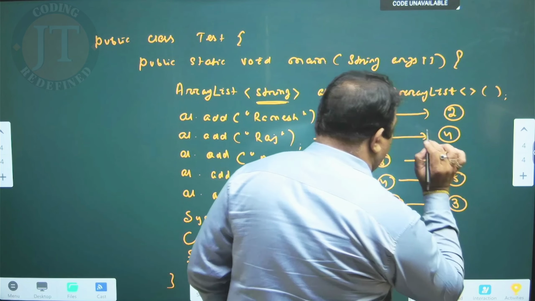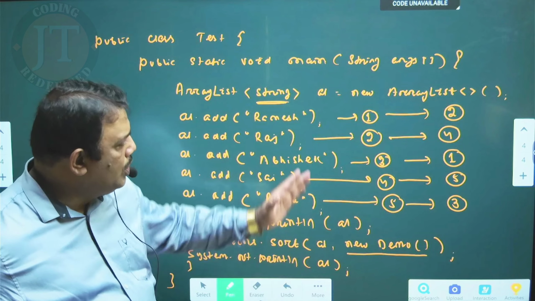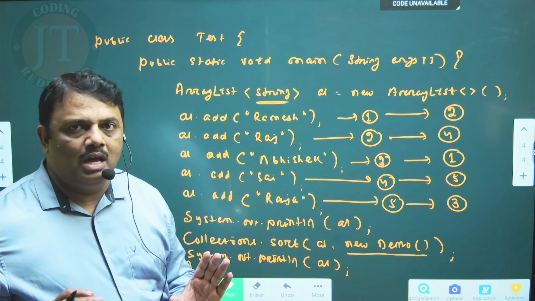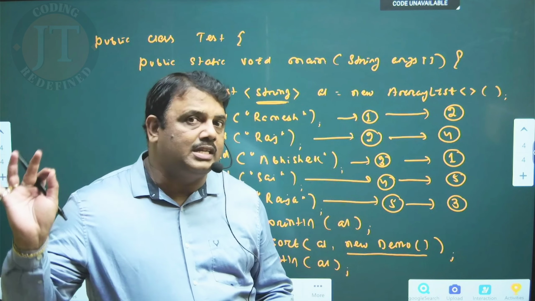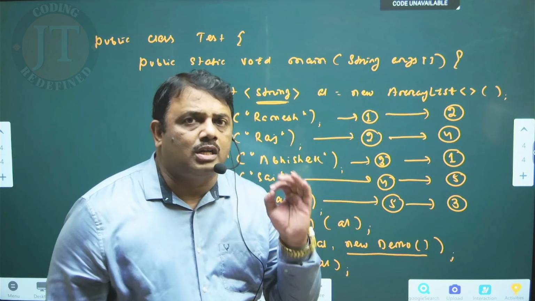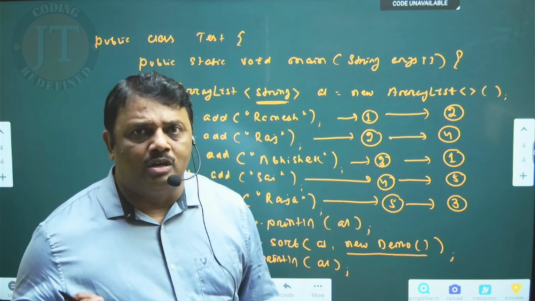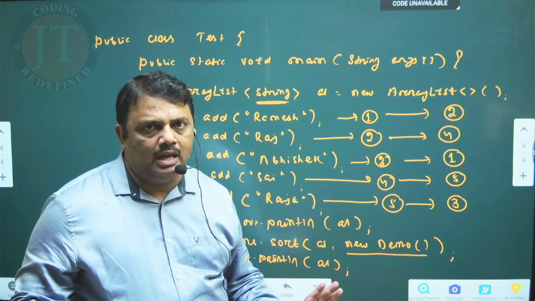That is the way I showed you how to use the Comparator interface. Comparator is an interface present in java.util that is used to sort the elements in a customized order, or as per the requirement of the programmer, I can sort the elements.